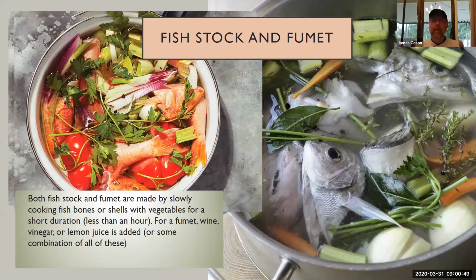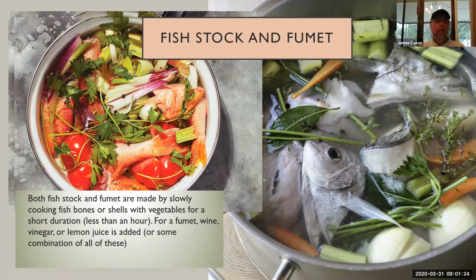All right, so fish stocks. This gets a little tricky with fish stocks. Fish stocks and fumets, and a fumet is like a fish stock, but it has a lot of acid in it, like white wine or lemon juice or something like that. Both the stocks and fumets are made by slowly cooking fish bones or shells with vegetables for a short duration. So you can't just use any kind of fish.